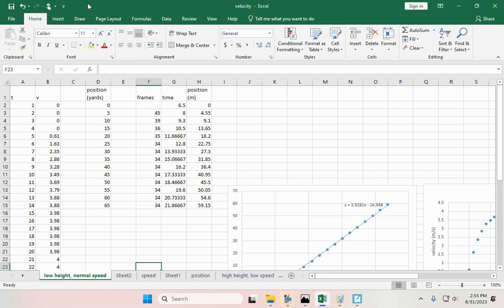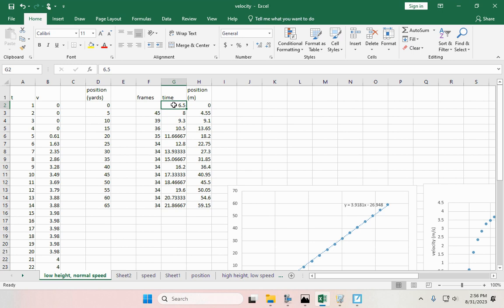Once you've collected all that data for the entire football field, go from 0 to 100, or as close as you can to get to 100. Here, I've just done 0 to 65, so it'll be good enough. This is the position in yards. This is the number of frames that have elapsed.